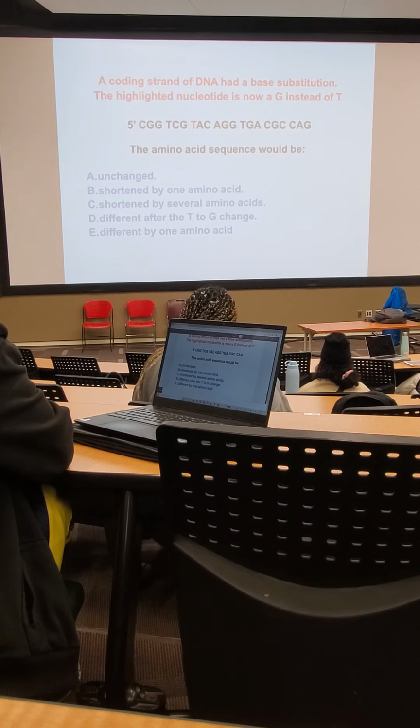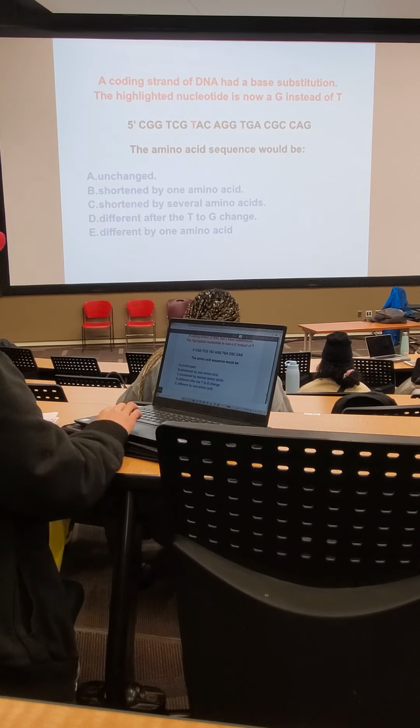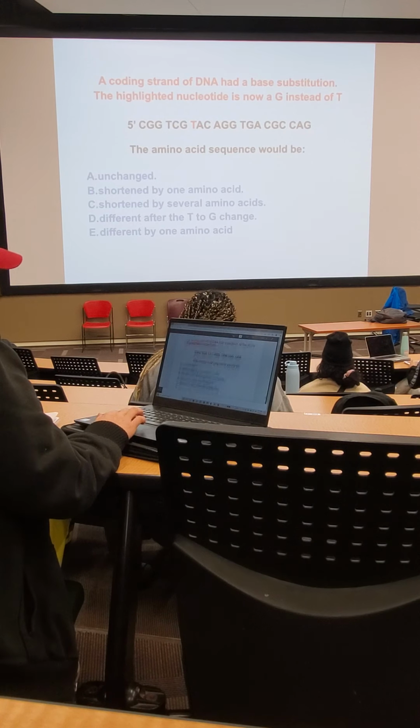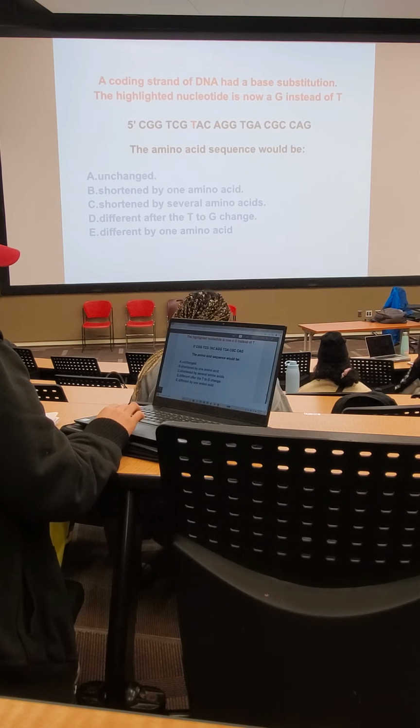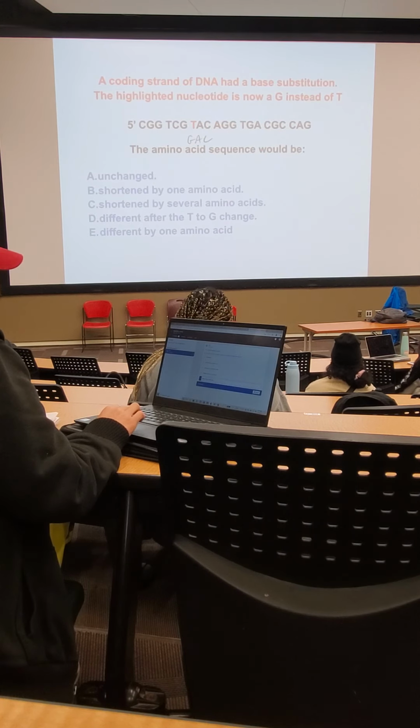These are the types of questions that you were dealing with a little bit, depending on whose section you were in. There's an amino acid sequence, and now there's a mutation. What's the consequence of this mutation? So the original would have been, so I guess the new one here is GAC.